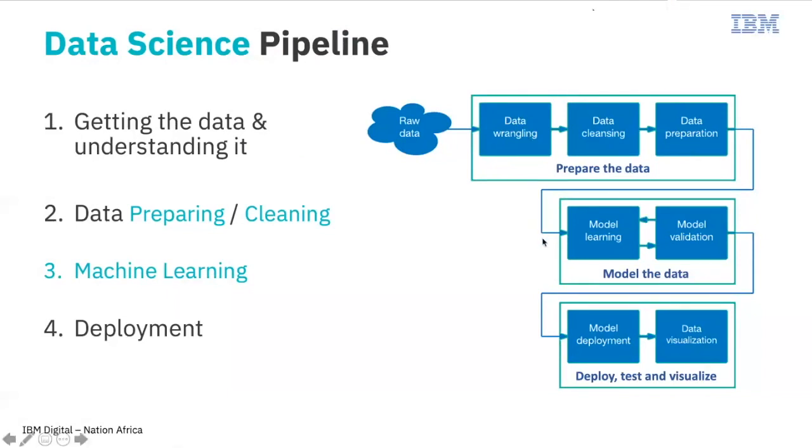Then we create the machine learning model for our prepared data. The machine learning model is basically an application of artificial intelligence that provides systems the ability to automatically learn and improve from experience without being explicitly programmed. Machine learning focuses on the development of computer programs that can access data and use it to learn for themselves using a set of examples. We will look more into this in the next slide.